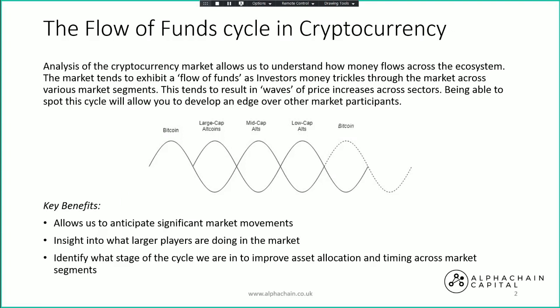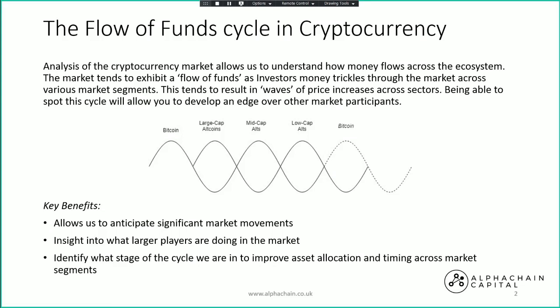So the flow of funds cycle in cryptocurrency. Analysis of the cryptocurrency market allows us to understand how money flows across the ecosystem. The market tends to exhibit a flow of funds as investors' money trickles through the market across various market segments. This tends to result in waves of price increases across the different sectors. Being able to spot this cycle will allow you to develop an edge over other market participants that aren't aware that this is going on.